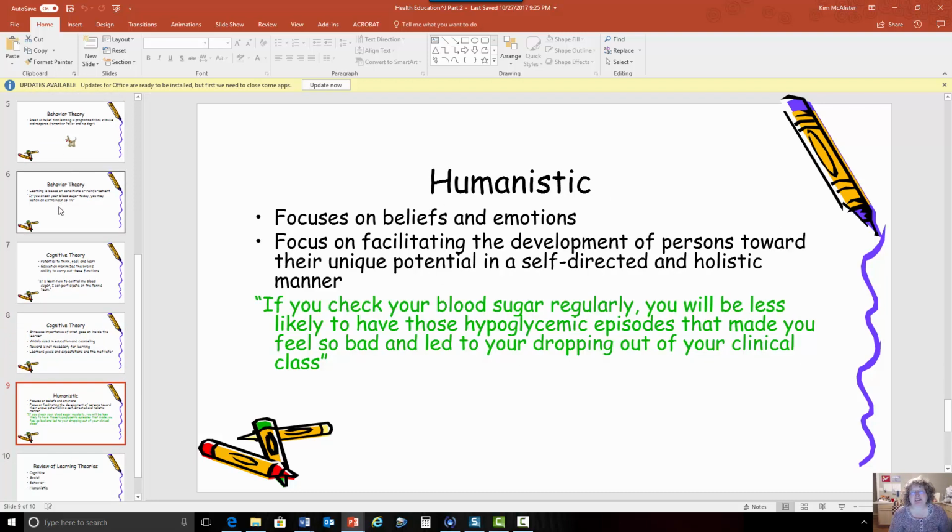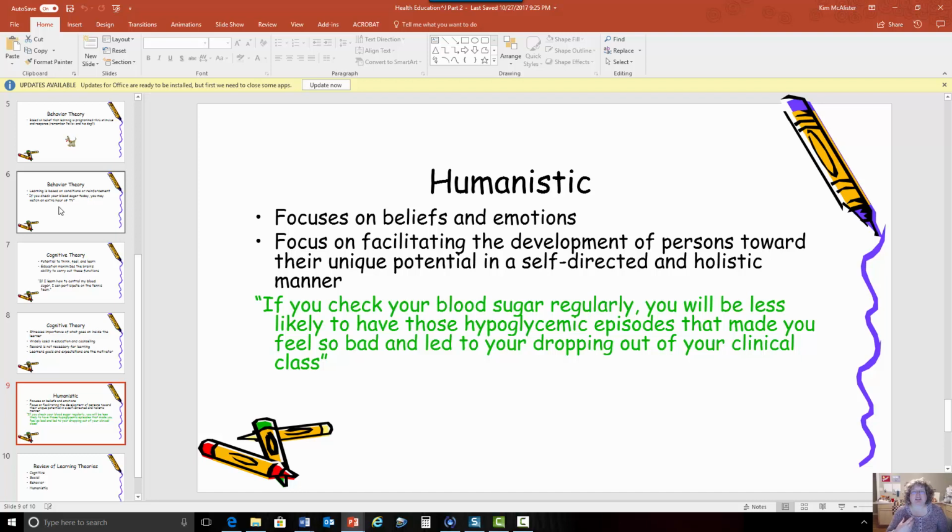The humanistic learning theory focuses on the whole person, the person as a whole. It has a humanistic view. People are more than just wanting to do things or having expectations. All of the beliefs and emotions are what make a whole person.